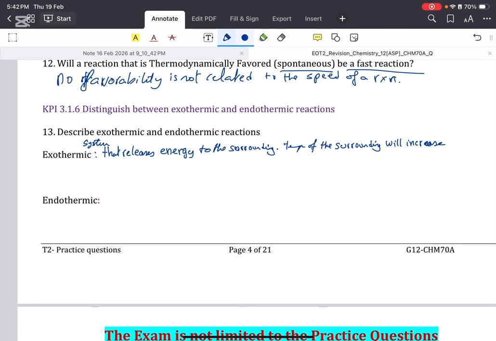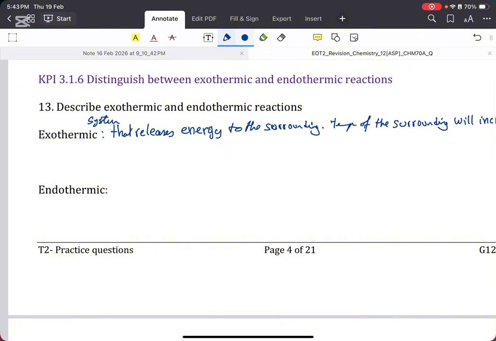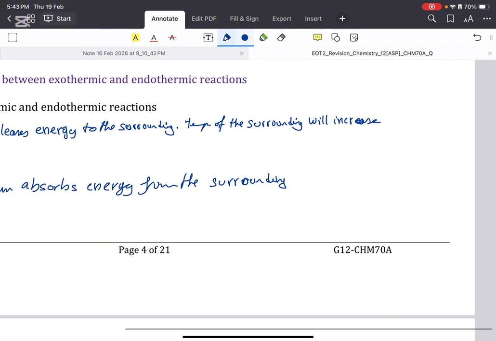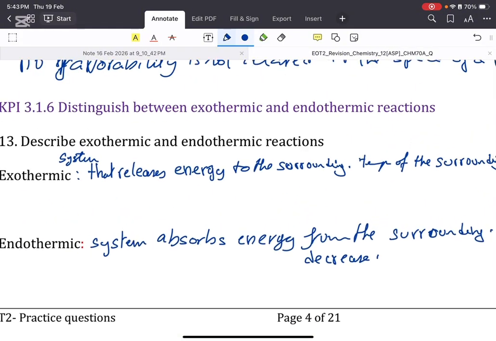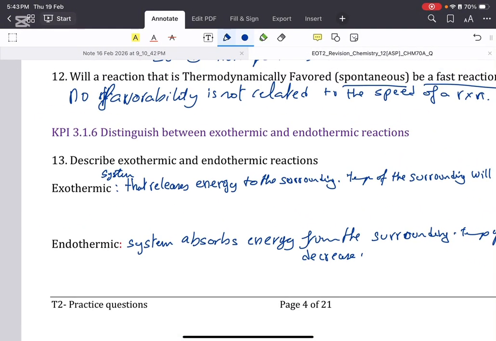Now, what does it mean when a system or reaction is endothermic? It means that the system absorbs energy from the surrounding. And it means that the temperature of the surrounding is going to decrease. Now I'm going to explain something related to bond breaking and bond forming and potential energy.